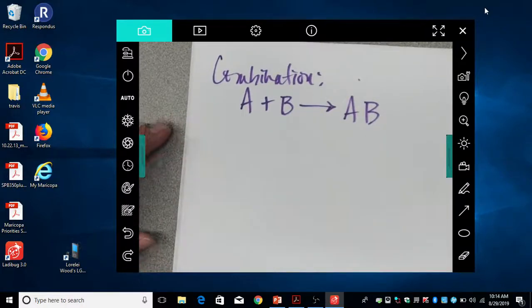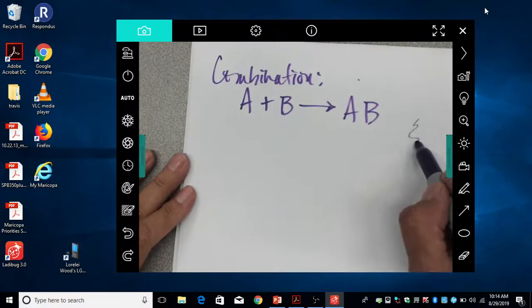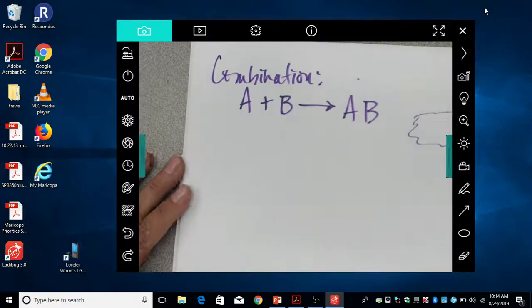A good example of a combination reaction is if you've ever burned steel wool. Anybody ever been here in Boy Scouts or Girl Scouts and burned steel wool? It's kind of cool. If you've ever taken steel wool and burned it, what you can do is you take a hunk of it. And what's steel wool made out of? Don't say steel.